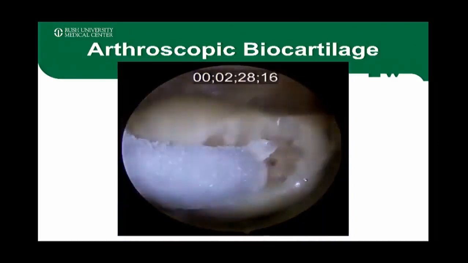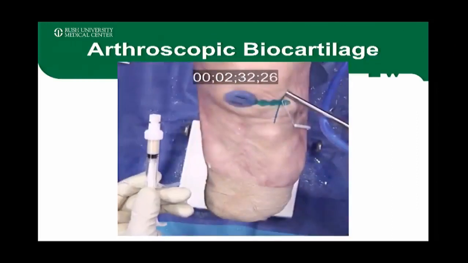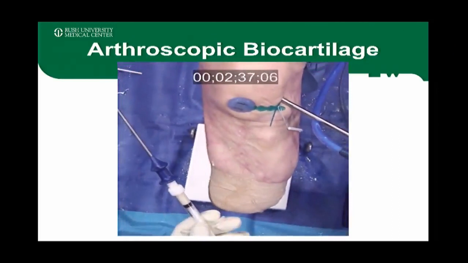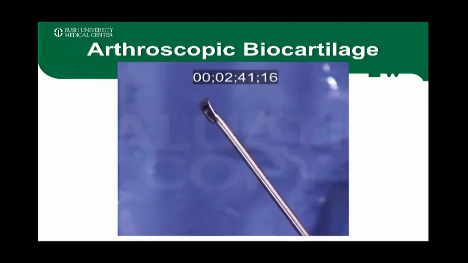So that was the microfracture. Now we're just cleaning the defect with a swab that you can put suction on, and you can use this metal cannula that has a little paddle on the end to introduce, in this case we're using BioCartilage, we mix it with PRP, and put it into the defect.